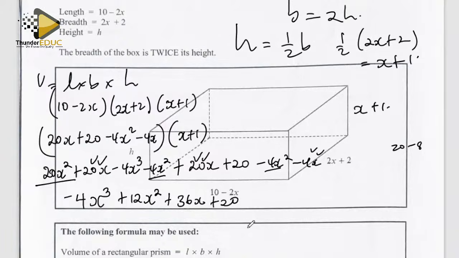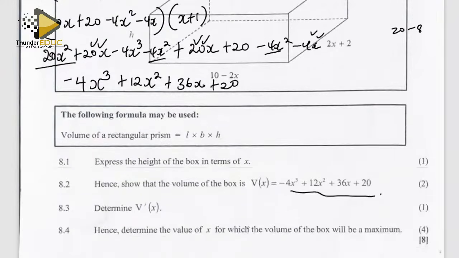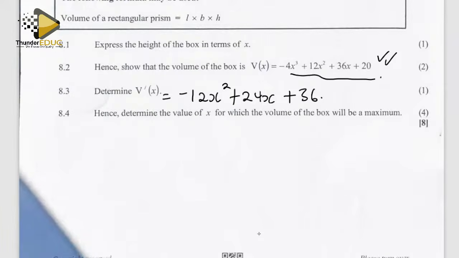Let's see what the question had. Negative 12, 36, and 20. Beautiful. Okay, so that's what the question wanted. Then they want us to get the derivative, meaning that we're going to have a negative 12x squared plus a 24x plus a 36. And then hence determine the value of x for which the volume will be maximum.